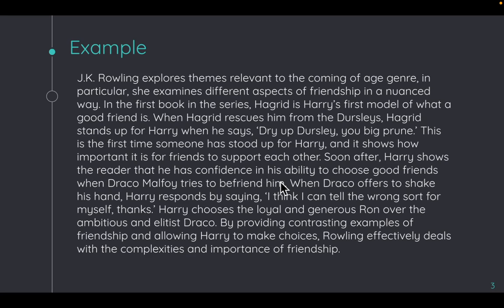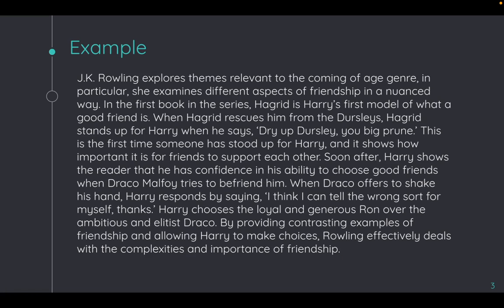Soon after, Harry shows the reader that he has confidence in his ability to choose good friends when Draco Malfoy tries to befriend him. When Draco offers to shake his hand, Harry responds by saying, "I think I can tell the wrong sort for myself, thanks." Harry chooses the loyal and generous Ron over the ambitious and elitist Draco. By providing contrasting examples of friendship and allowing Harry to make choices, Rowling effectively deals with the complexity and the importance of friendship. So there's a fully developed paragraph there.